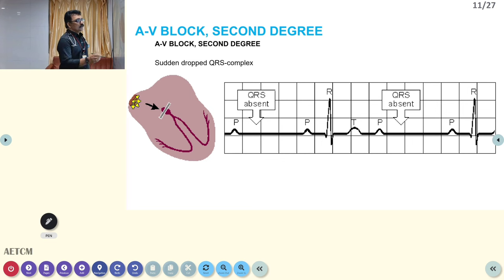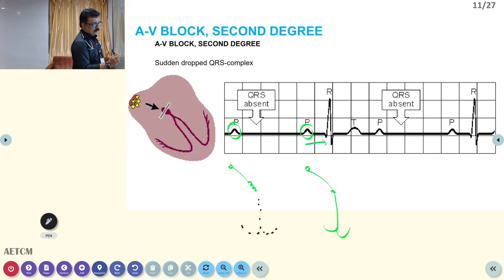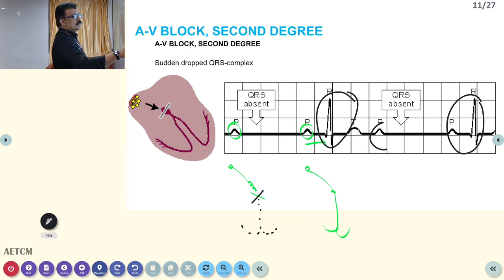What you are seeing here is a P wave here, and another P wave here. This P wave is conducted properly to the ventricle, SA node to AV node, AV node to ventricle. But here, SA node to AV node conduction is not properly conducted, and actually we should have got another conduction here, that is not there. Here it is cut. Not all beats have that problem. This is conducted normally, this is conducted normally, but in between some P waves are not conducted properly, so there is no QRS complex that has to happen here. That is not happening. So that is second degree heart block.